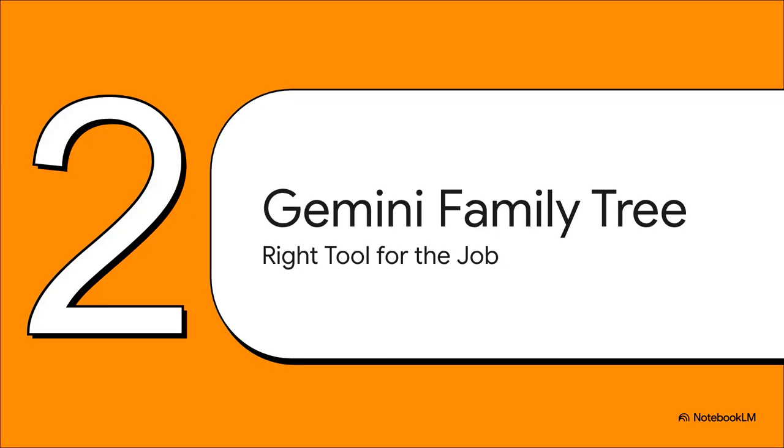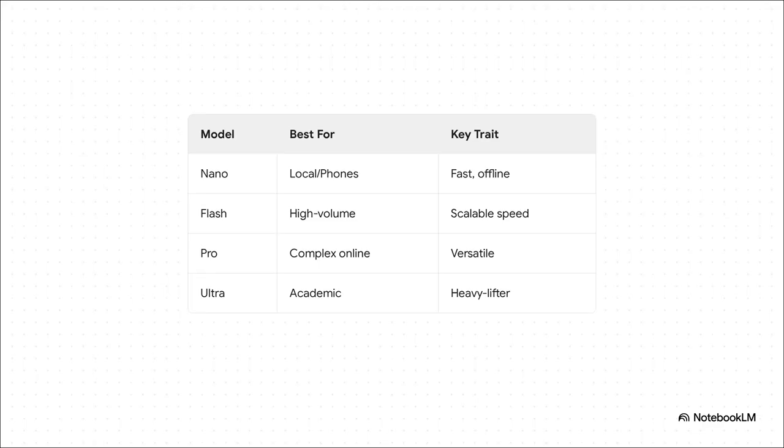Section 2. The Gemini family tree. Finding the right tool for the job. Now here's a massive source of confusion. People think Gemini is just one single AI. It's actually a whole family of models because, well, AI shouldn't be one size fits all.